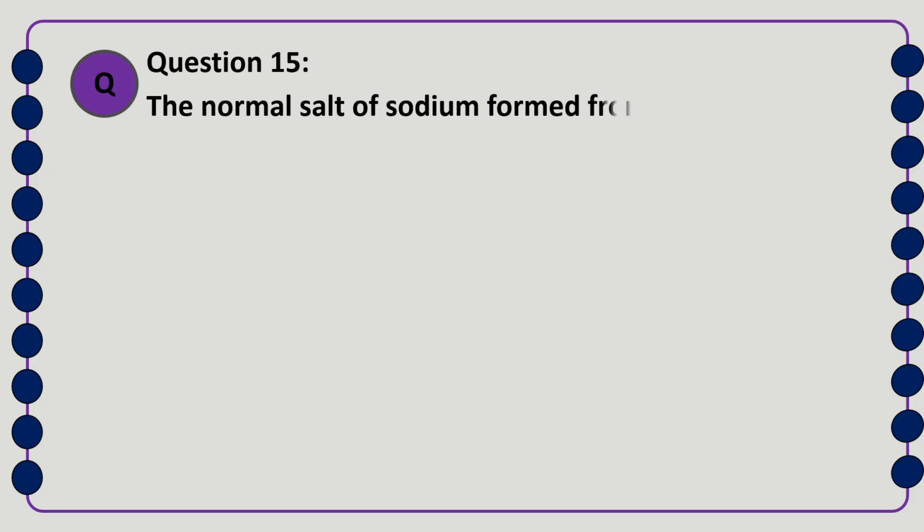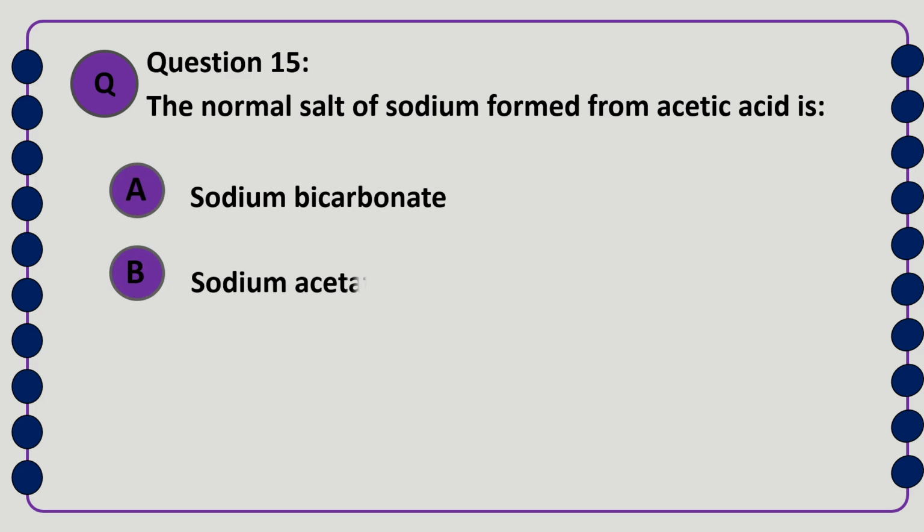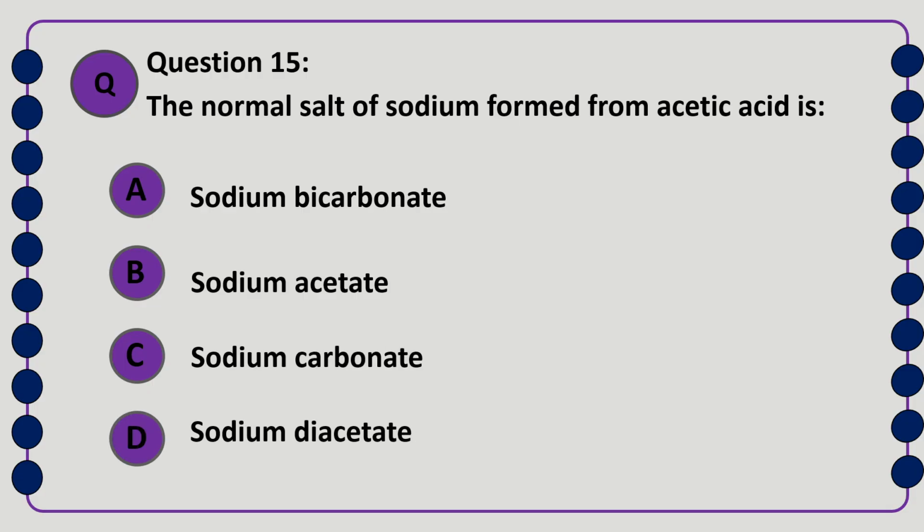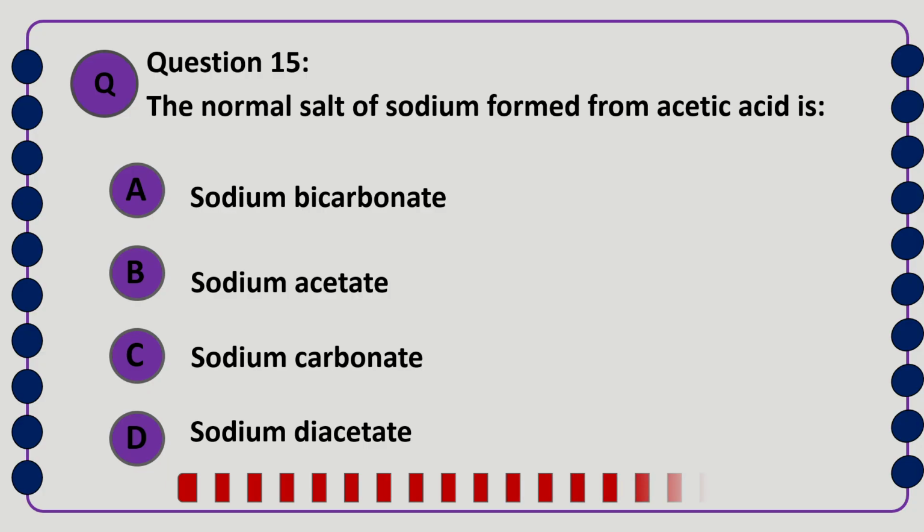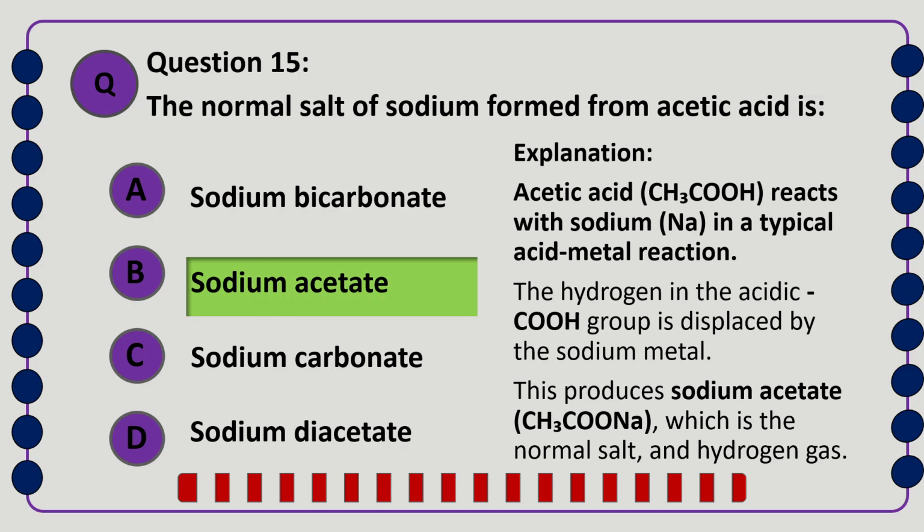The normal salt of sodium formed from acetic acid is sodium bicarbonate, sodium acetate, sodium carbonate, sodium diacetate. The correct option is sodium acetate. Let's take the explanation. We have seen it's monobasic. So acetic acid reacting with sodium is a typical acid-metal reaction. Any active metal reacts with acid to give you salt and hydrogen.